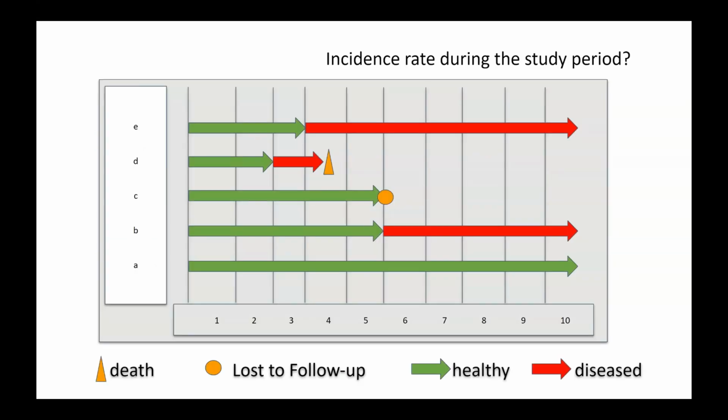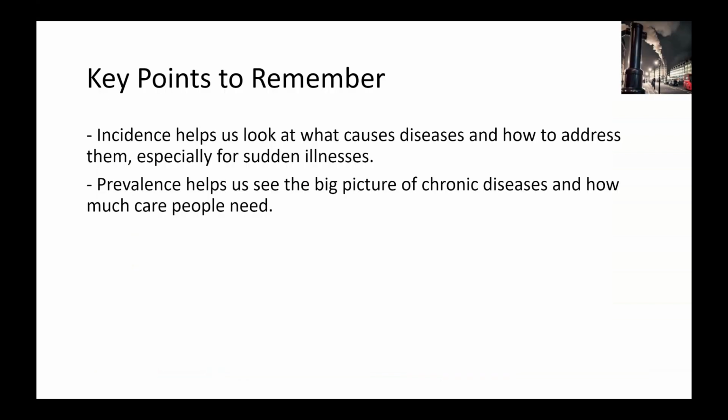In this example, we have individuals A, B, C, D, and E, followed for 10 years. If we analyze the incidence rate in December of year 10, we can see that B, D, and E developed the disease. Patient A was 10 years free of disease, B and C 5 years each, D 2 years, and E 3 years. This population had 25 person years of follow-up. Hence, the incidence rate was 3/25 or 0.12 cases per person year.